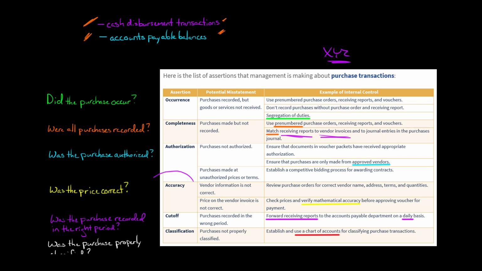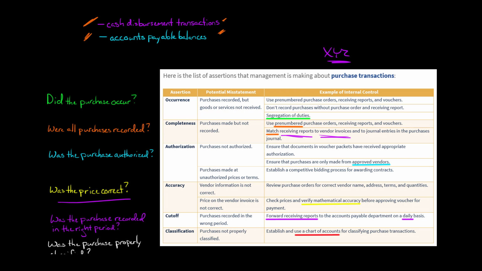Now, the accuracy assertion, was the price correct? Was the amount of goods or services that were purchased, was that correct? The vendor information, is that correct? Okay. So what things can the company be doing in terms of internal controls? Well, if they check the prices, they verify the mathematical accuracy on any purchase orders. The cutoff assertion, what kind of internal controls can we have here? Well, again, cutoff is just basically saying the purchase is recorded in the wrong period.